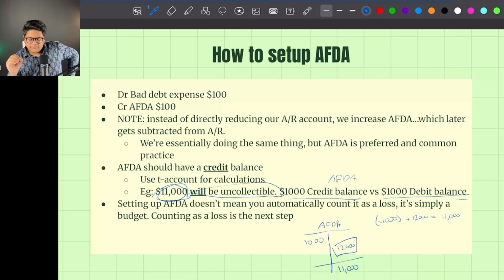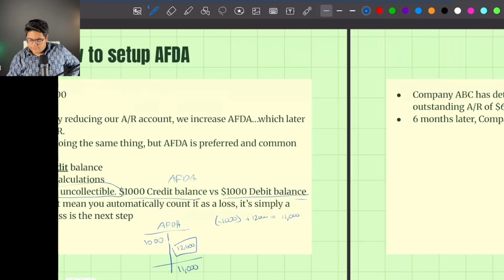Okay, and setting up AFTA doesn't automatically mean you count it as a loss. It's simply a budget. Let's say you have a corporation and determine that 6% of the sales won't be paid back. That doesn't mean that 6% is automatically wiped out. You're just budgeting that 6% won't be paid back. But let's say you do pay it back, then it's just going to go into your receivables at some point.